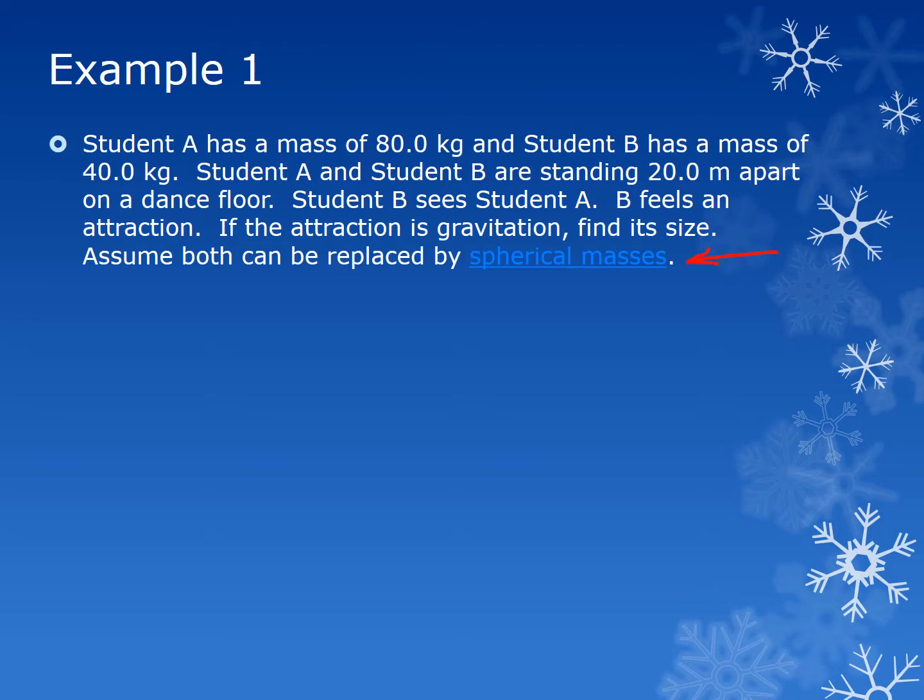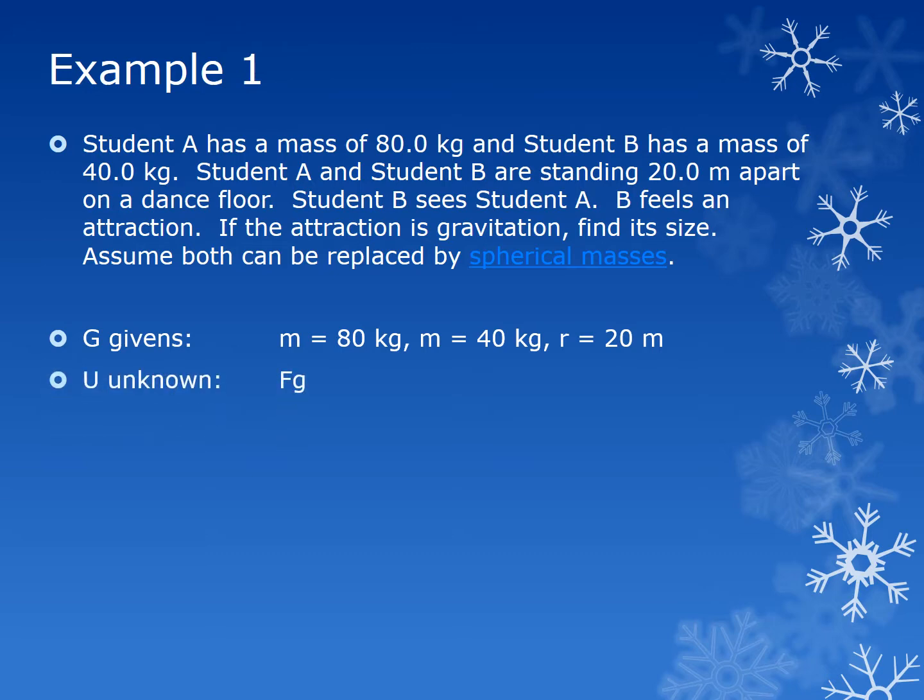But let's take a look at this problem itself. So what are we given, right? We're going to use the GUESS method. So we're going to find our givens, unknowns, the equation, substitute, and solve. So our given, we have a mass of 80 kilograms, a second mass of 40 kilograms, and a distance between them of 20 meters. So we are looking for the force of gravity between the two of them. And the equation is the equation we had before.